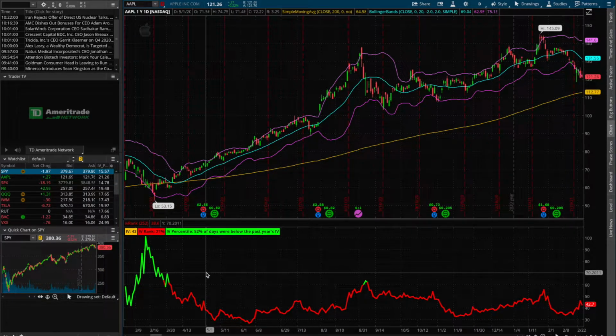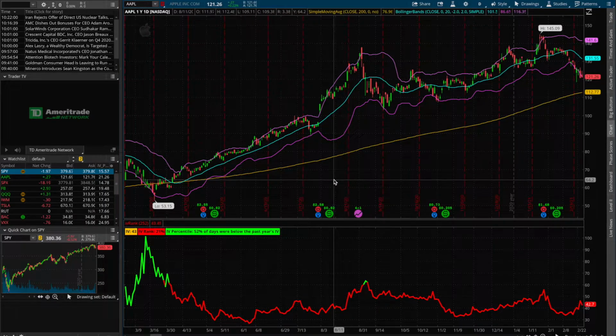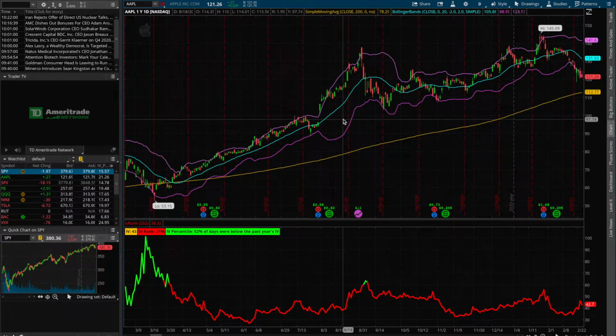And I assume if you're watching this video, you probably already have a good idea of what implied volatility is. But just in case you don't, implied volatility is simply the market's expectation of where a stock, in this case Apple, will be at some point in the future. It basically gives you an expected range of price movement at, like I said, some point in the future.